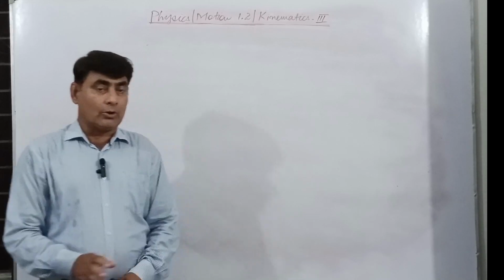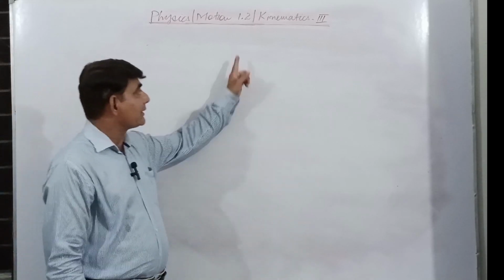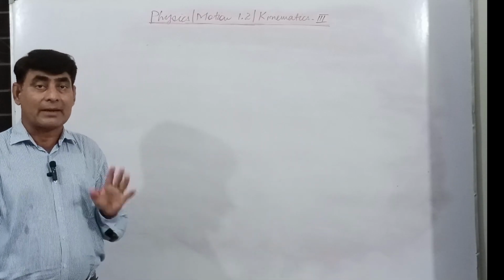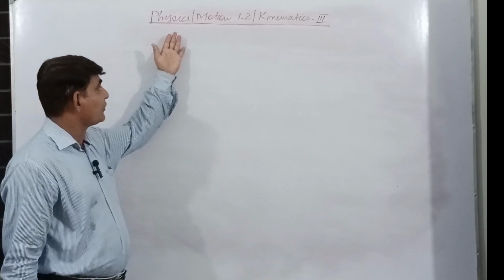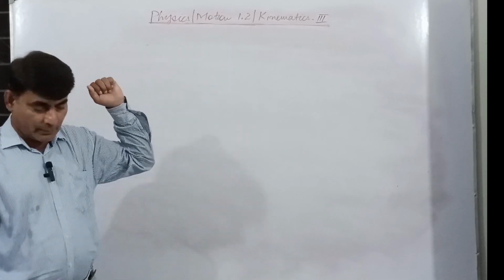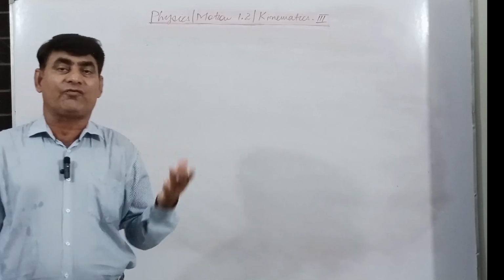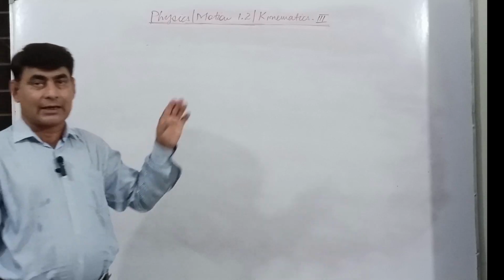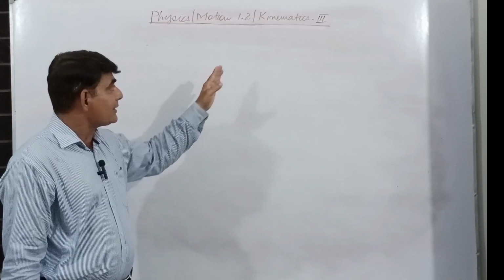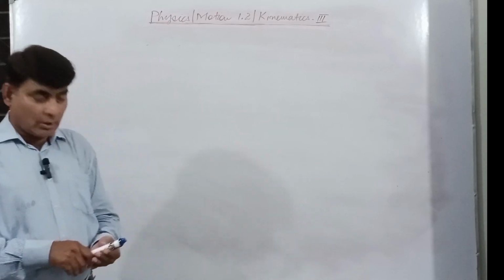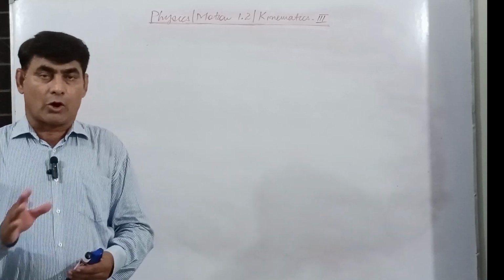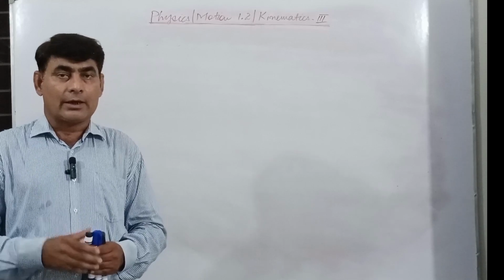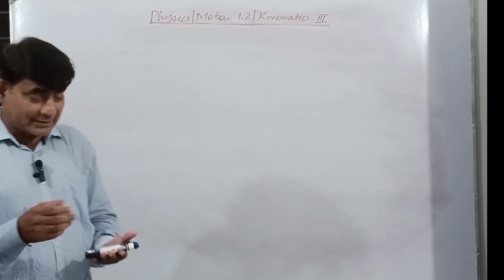Last time we did kinematics part 2, and previously part 1. So today is kinematics part 3. This is the last stage of this topic, kinematics. After kinematics there is a chapter of forces. So in physics motion 1.2 the first topic is kinematics, and today this is kinematics part 3. We have to start from the distance time graph and then the speed time graph. Okay, let's start.